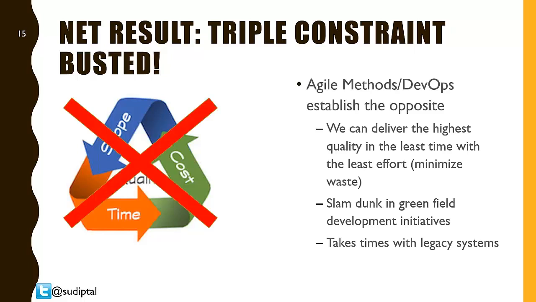Agile methods and these DevOps practices, for the first time, actually give us the opportunity to deliver the highest quality in the least time with the least effort. So by continuously delivering fast incremental changes, the triple constraint myth that was in our industry for donkey's years has essentially been proven wrong.